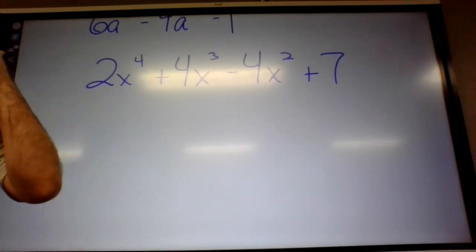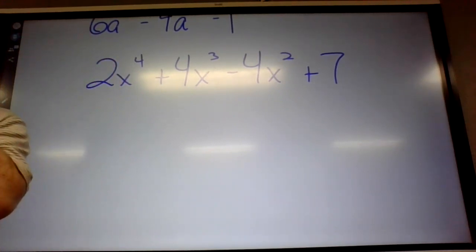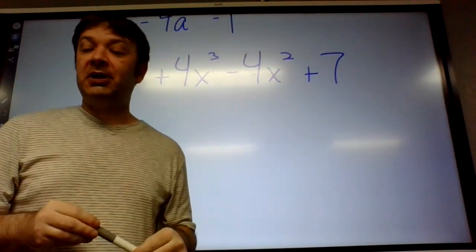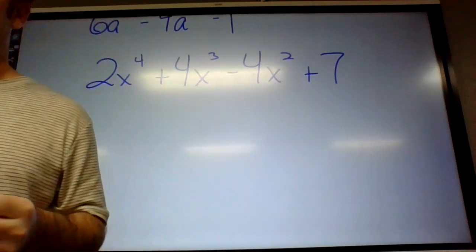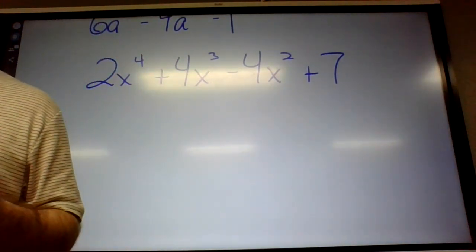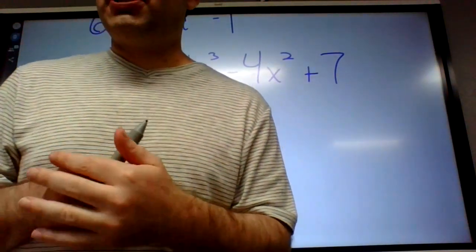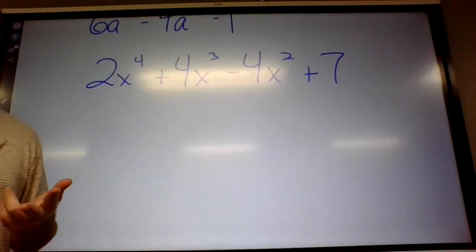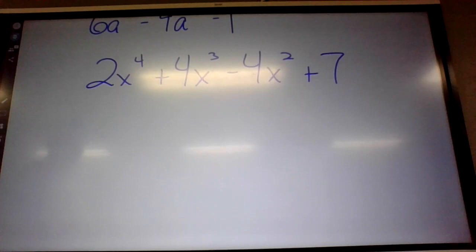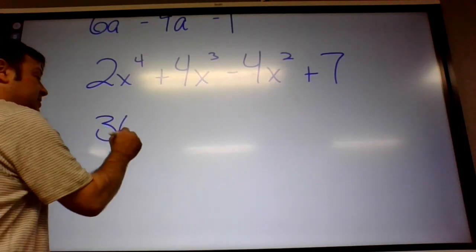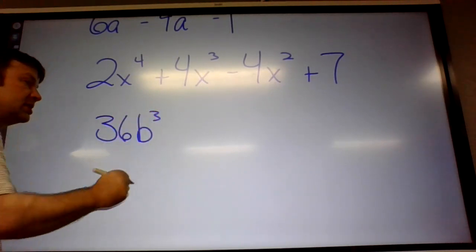Then would you make it 6b cubed? Close. B squared times b is b to the third, yes. We kind of did that on Friday. When you're multiplying b squared times b, you add the exponents, it is b to the third, but you also have to do 6 times 6. And that'll be 36. So the first term is 36b cubed.